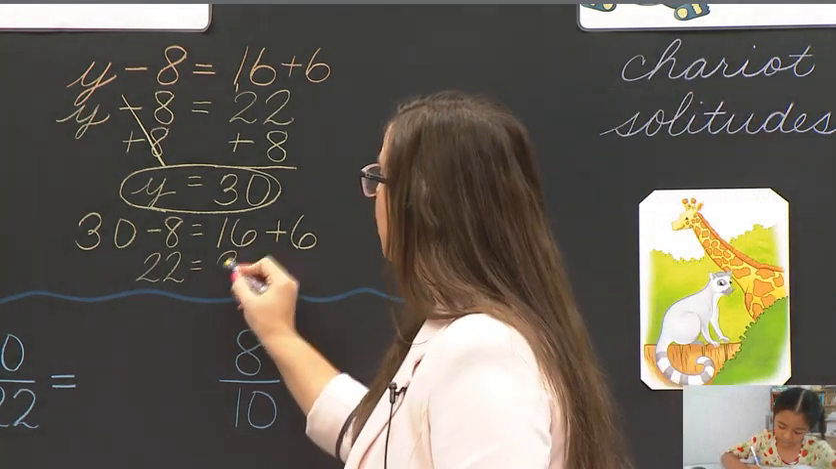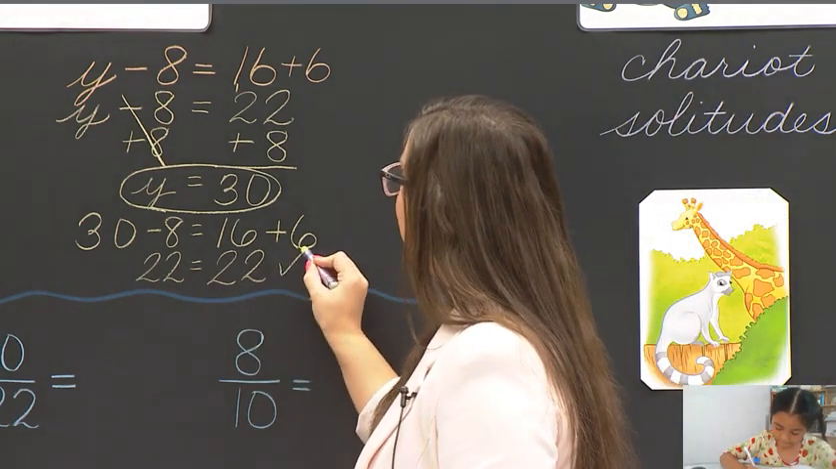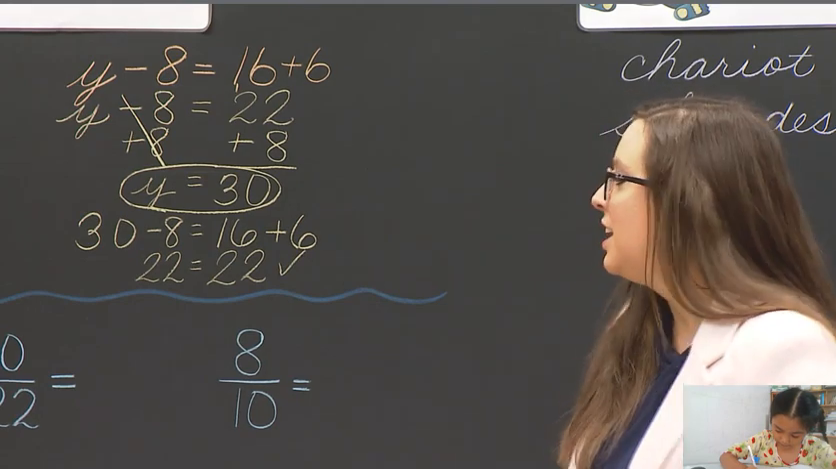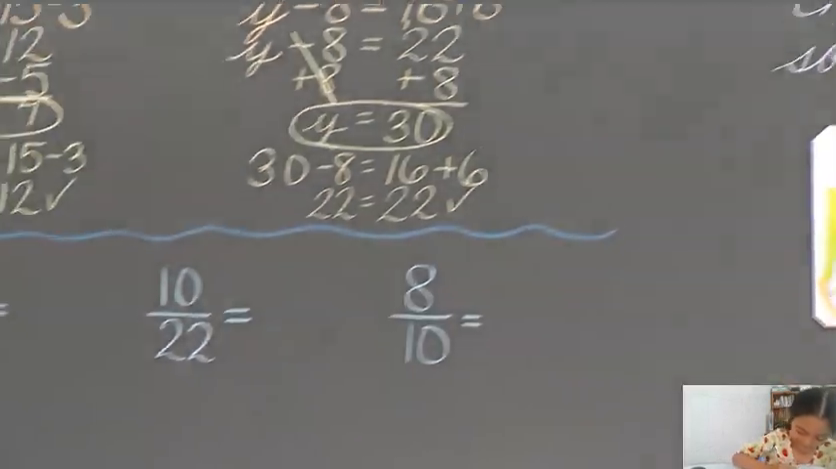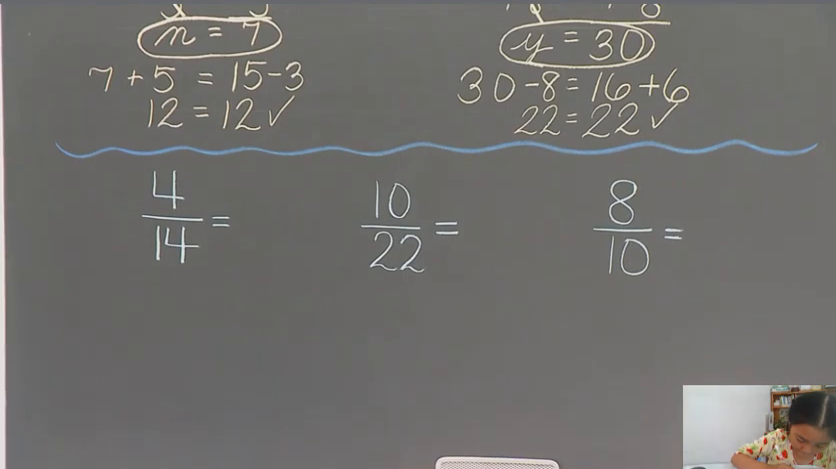22 equals 22. Our problem checks. Our answer is correct. Let's take a look at these fractions. Here we're going to reduce. When I say reduce, I want you to think divide.